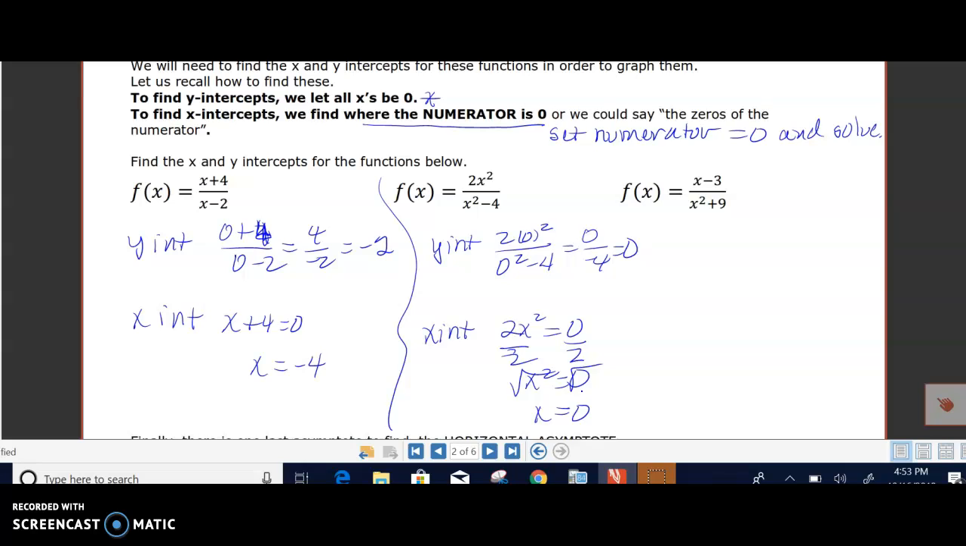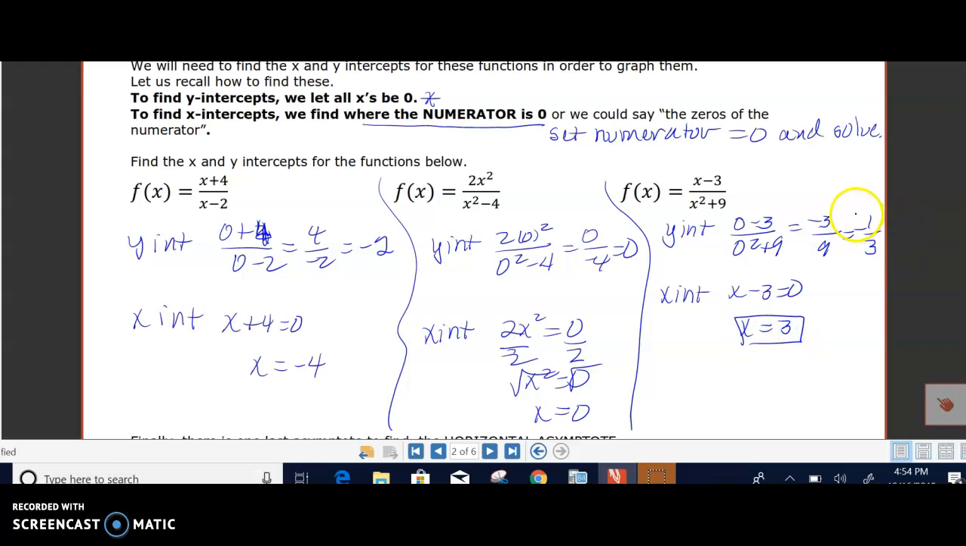Okay, let's look at the last one. For the y-intercept, we let all the x's be 0, so 0 minus 3 over 0 squared plus 9 gives me negative 3 over 9, which is negative 1/3. There's my y-intercept. For the x-intercept, you remember what you do? Set the numerator to 0 and solve it. So this gives me x equals 3. There's my x-intercept. X-intercept, y-intercept. We'll need those points when we're graphing our function.